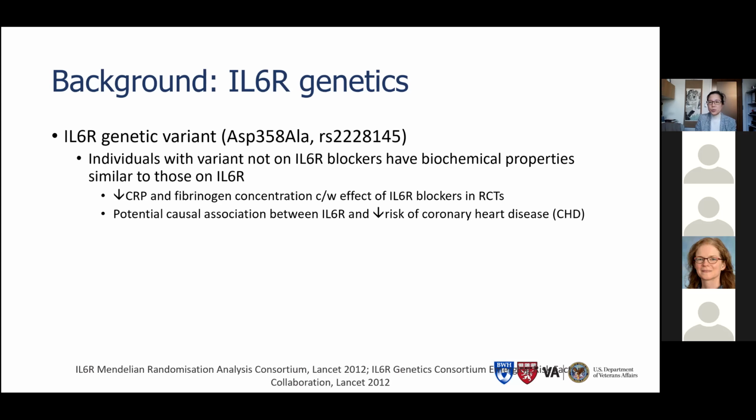So individuals with the variant, so you're not on an IL-6 blocker, have biochemical properties similar to those on IL-6R blockade. So people with this variant have lower CRP and fibrinogen concentration, which is the same thing you would see with somebody on tocilizumab. And then, as I mentioned, lowering CRP, there was a lot of interest in cardiology, and there was a Mendelian randomization analysis that showed maybe there's a potential causal association between having this IL-6R variant and reducing the risk of coronary heart disease.